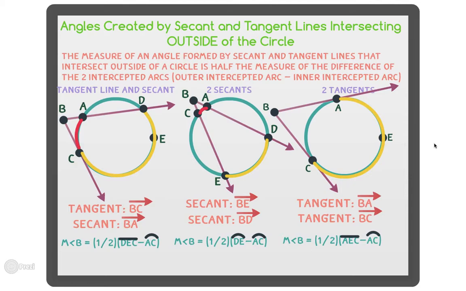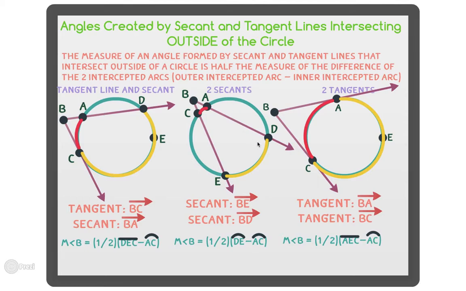But anyways, so it's gonna be the outer arc, which is arc AAC, minus the inner arc, which is AC, and then I'm going to divide that bad boy by 2, and bam, that'll give me the outer angle created by these two tangent lines, or tangent rays, technically. So that would be angle B.